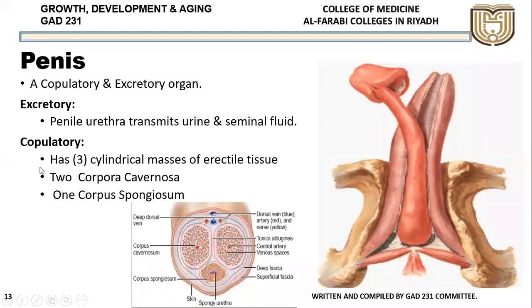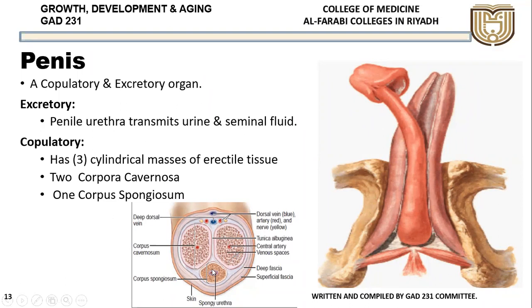For the copulation, there are three cylindrical masses of erectile tissue, which help in erection. Two are the corpora cavernosa, which you can see here on either side. These will be filled with blood, and that's why the penis becomes rigid and helps in copulation. These are called the corpus cavernosum.